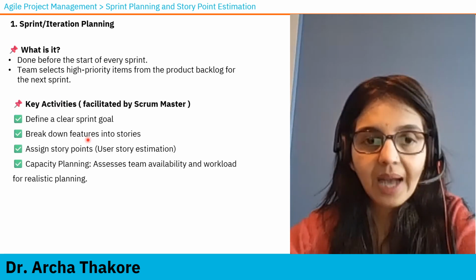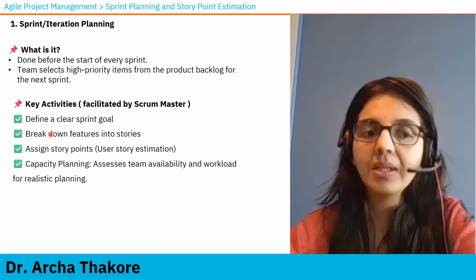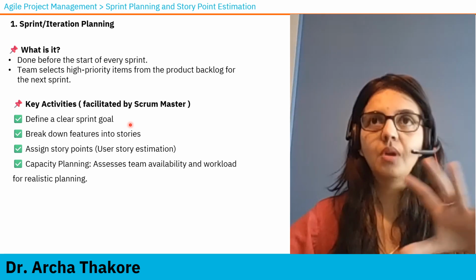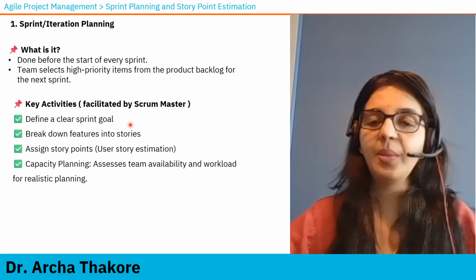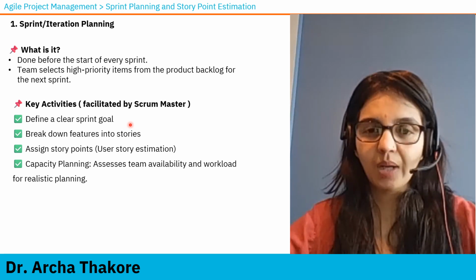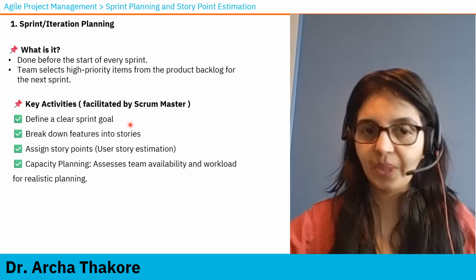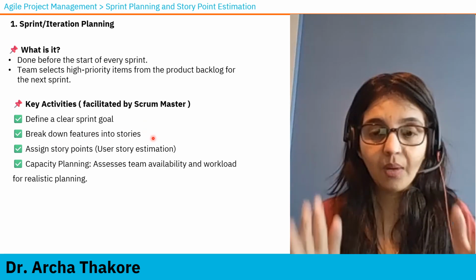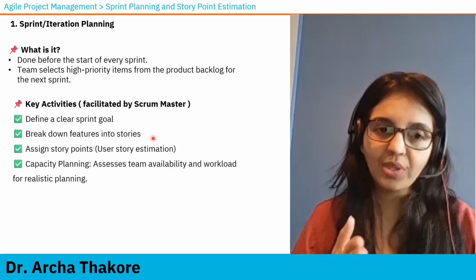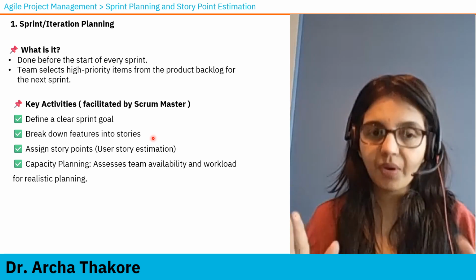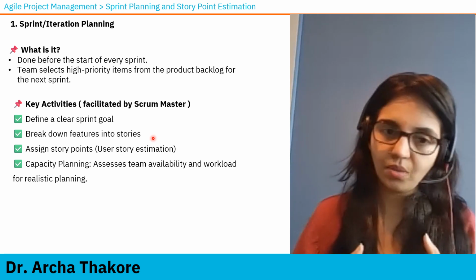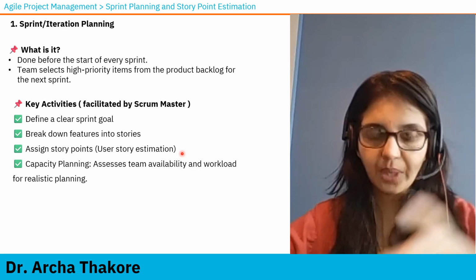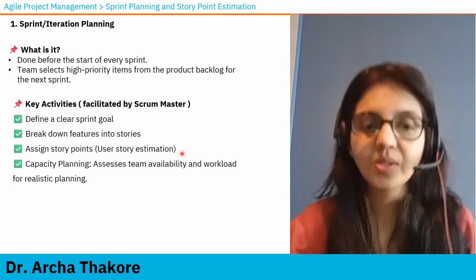What do they do? What are the key activities? It's facilitated by Scrum Master. It defines a clear sprint goal. For example, if you're building an app, login creation will be a part of this sprint. So this is just one goal for that particular sprint. So that is identified, that is decided. Then break down features into stories. Hold on to this. Next section, we are going to talk about features and stories. For now, just understand that the list of things that they need to do, they break it down. Assign story points, user story estimation, entire topic in the next slide. It's coming. So they do that.